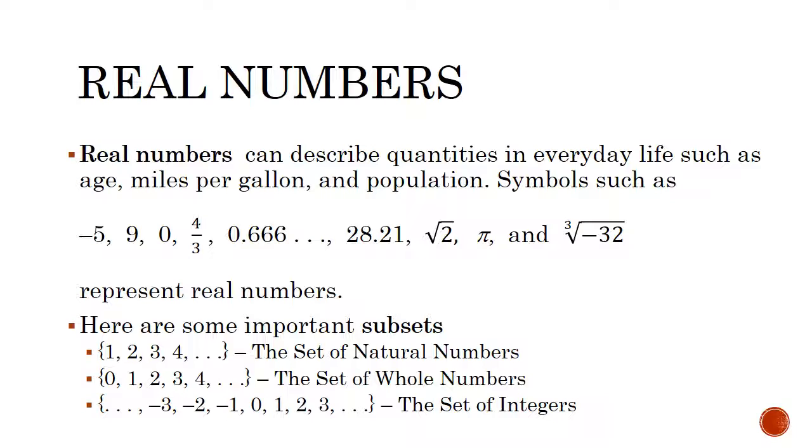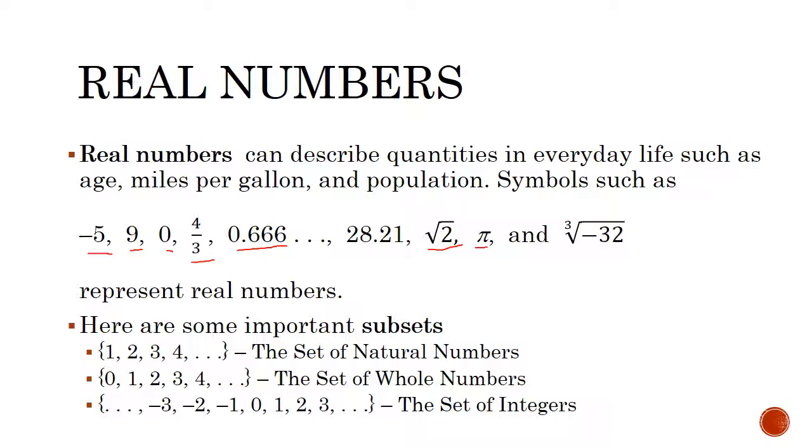Real numbers can describe quantities in everyday life: age, miles per gallon, and population. Some of the numbers that you can find in the real number system are here on the screen in front of you. Notice it includes negatives, positives, zeros, fractions, decimals, even numbers like square roots and pi. All of those are in the real number system.